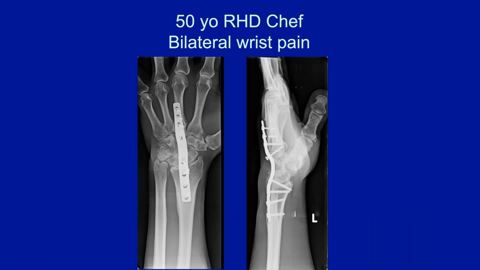Here's a patient who's a 50-year-old right-hand dominant chef with bilateral wrist pain. You can see on the left side here that he had a failed total wrist fusion. You can see the broken screws distally. Next slide.